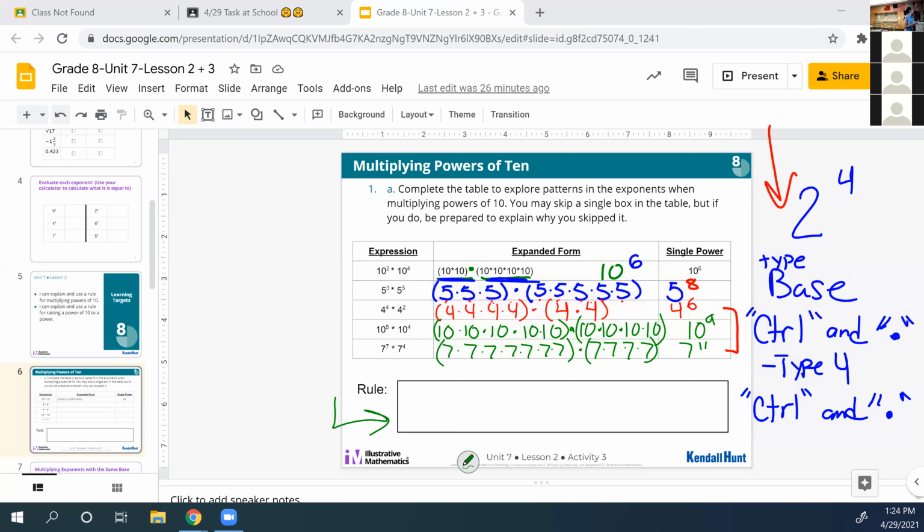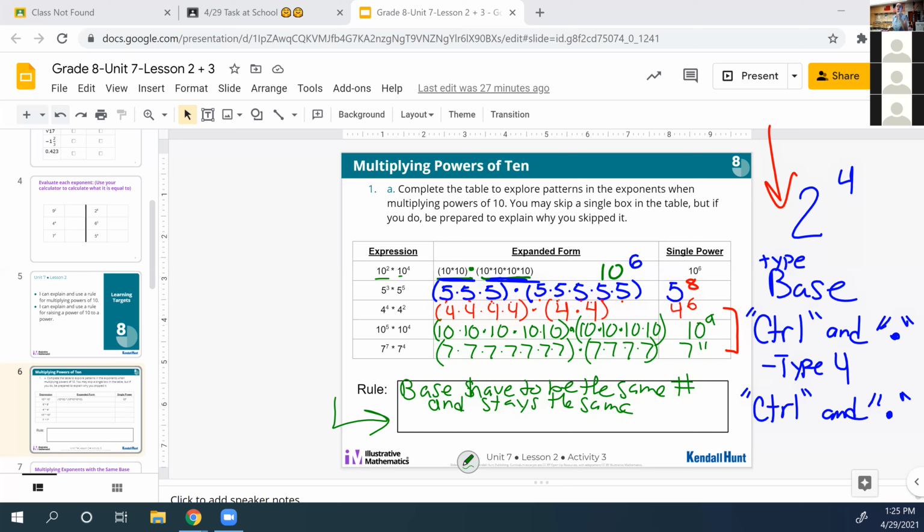When you're multiplying the two different exponents, the bases have to stay the same number. Very good. The bases have to be the same number, and it stays the same. The base stays the same. So we don't actually multiply those bases here. The base number stays the same.